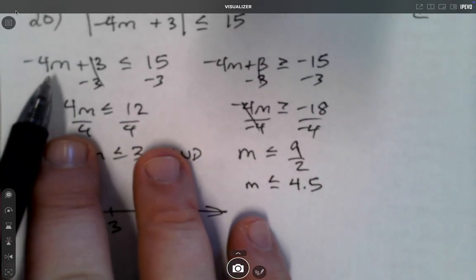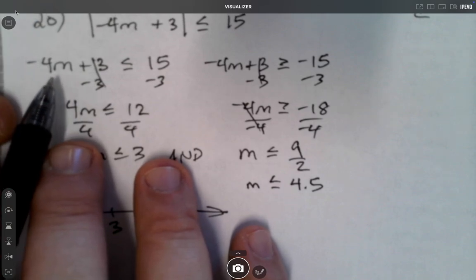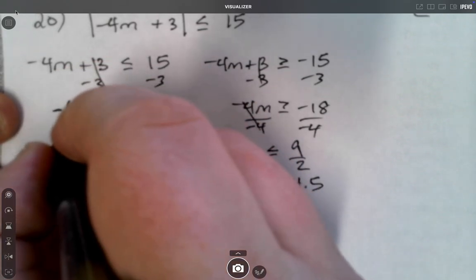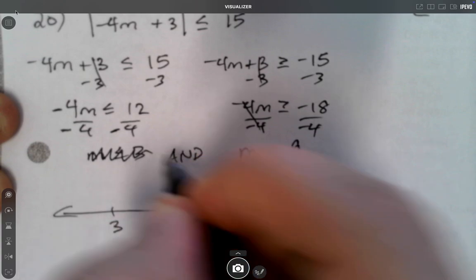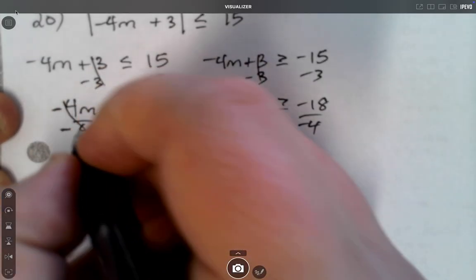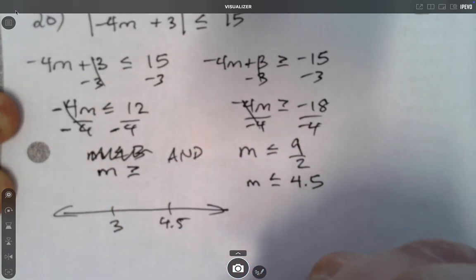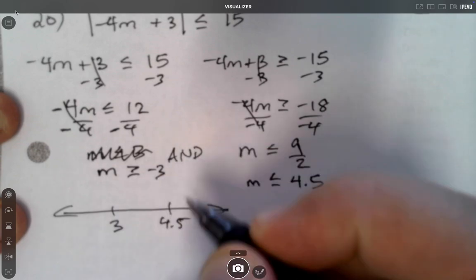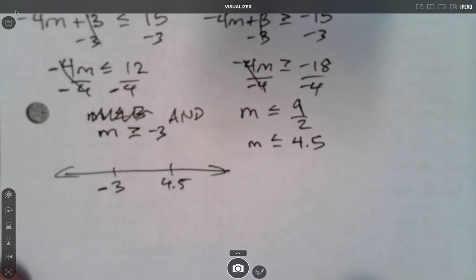Look back here. I did what I've seen you guys do. Not your fault, just saying I've seen you guys make this mistake too. I forgot to keep this negative on the 4. So I had to divide both sides by negative 4. So that means I do still have m, but I have to flip the inequality sign because I divided by a negative. And 12 divided by negative 4 is negative 3. So it's actually negative 3 I need to be concerned and mark.